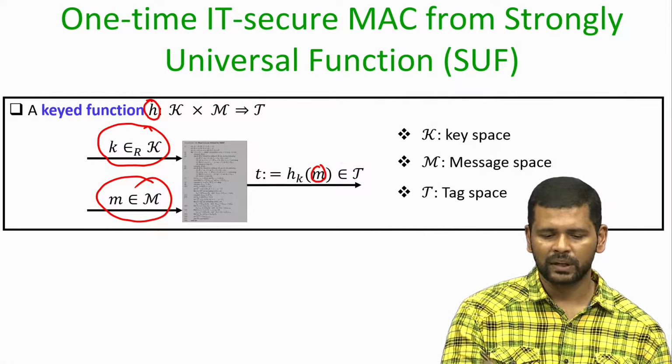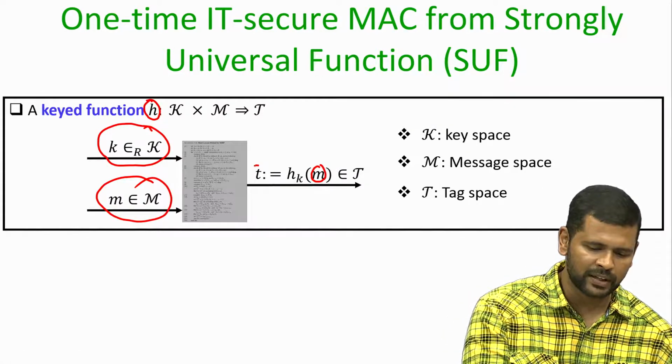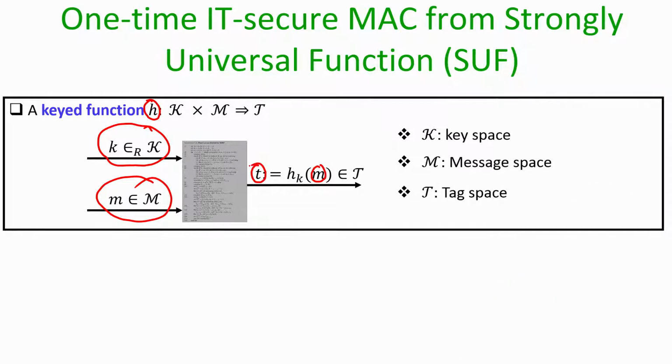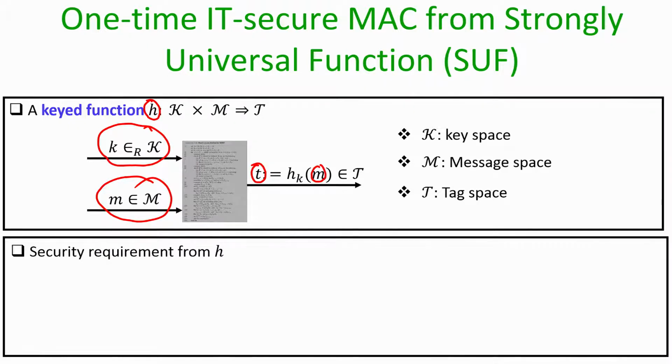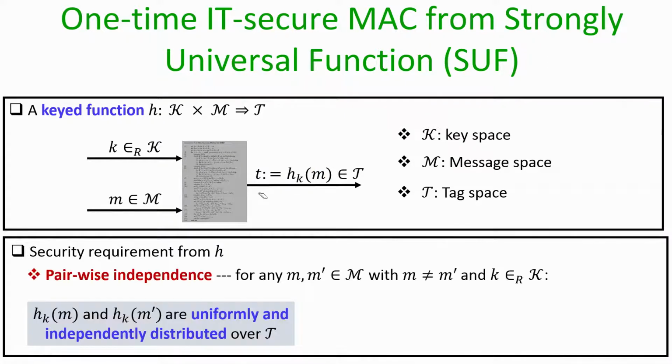and the output little t belongs to a bigger space which is called the tag space. So, syntactically this is the same as the syntax of a keyed pseudo random function, where we have a key as an input, a block as an input and a block output, but property wise this SUF has different properties and security requirements compared to a pseudo random function. So, let us see the security requirements that we expect from this SUF.